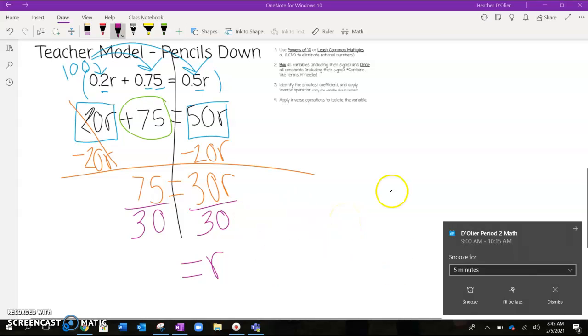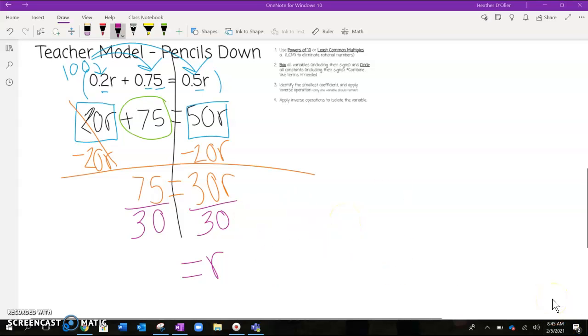I know that 30 can go into 60, so 2 times. So I know it's going to be 2 point something. And then what would be left over is 15. And since 15 is half of 30, that would be 0.5. Okay, so the ending answer is 2.5.